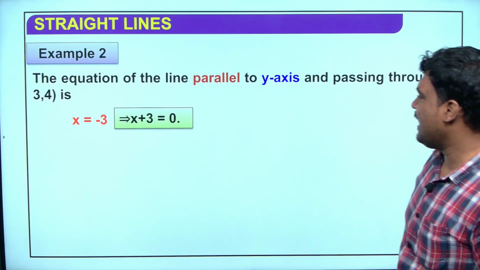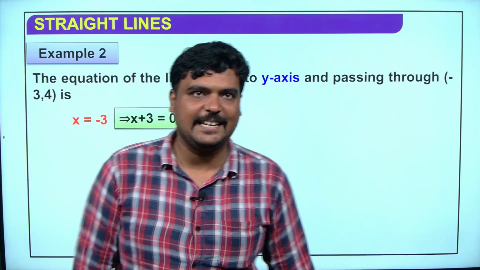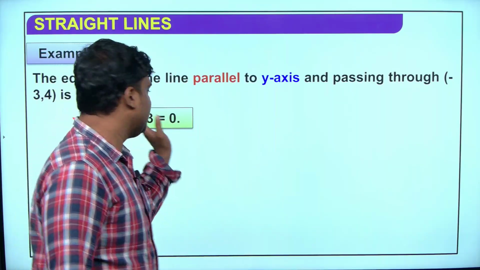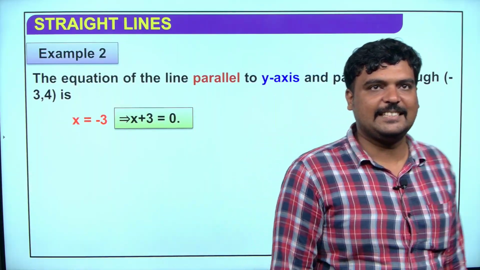Okay. The same thing, parallel to the y-axis. Parallel to the y-axis means, as I told, x is equal to -3, and I can take x plus 3 equal to 0 as it is, right?